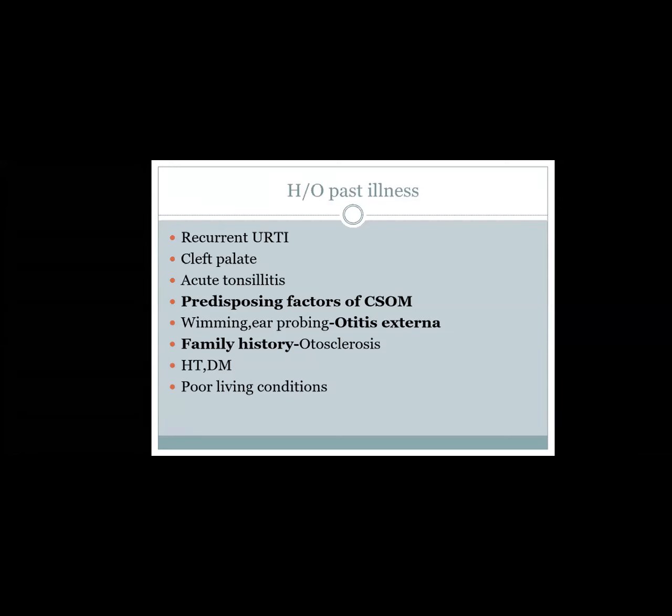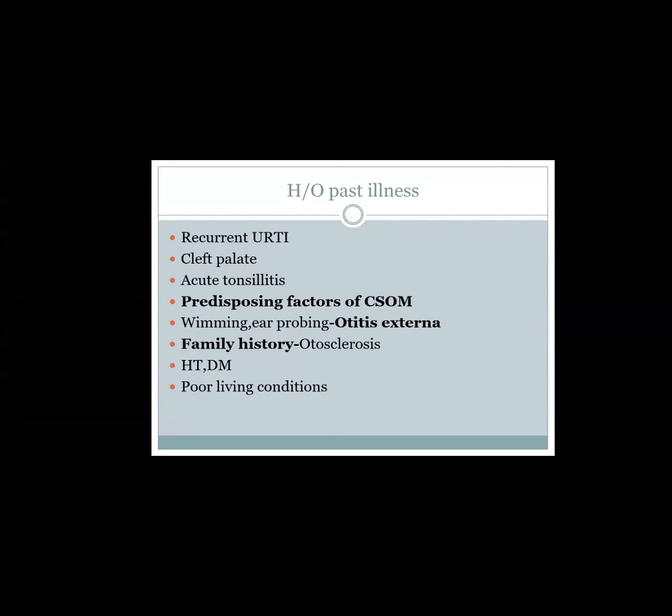Yes, ma'am. Okay, good. Then we have to ask for ear probing, swimming and all. Then family history of otosclerosis. Does family history play a part? Okay, what is otosclerosis? You tell yes or no. That is enough. Yes, ma'am. Yes, of course.